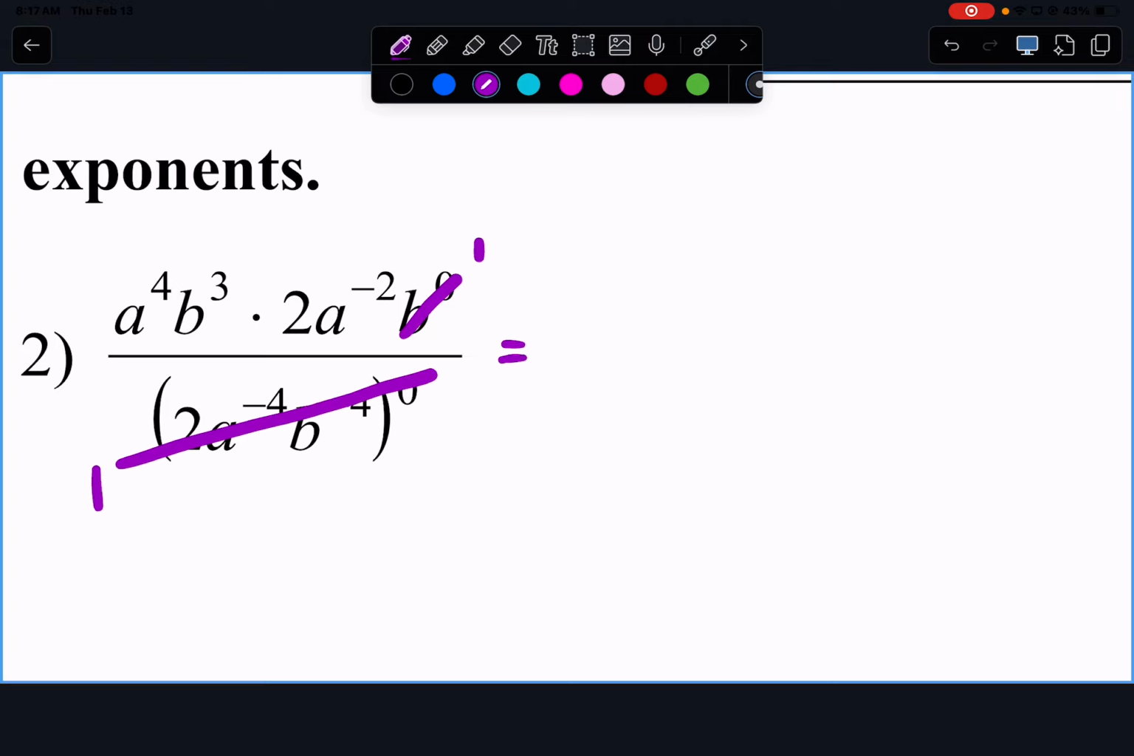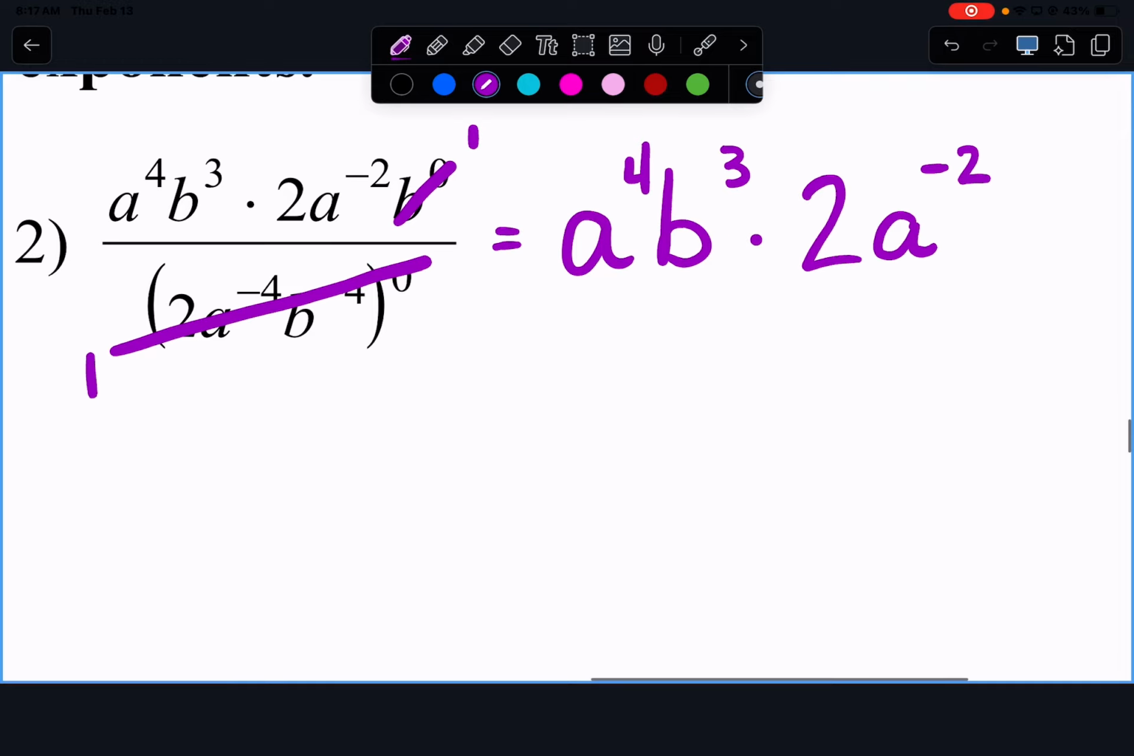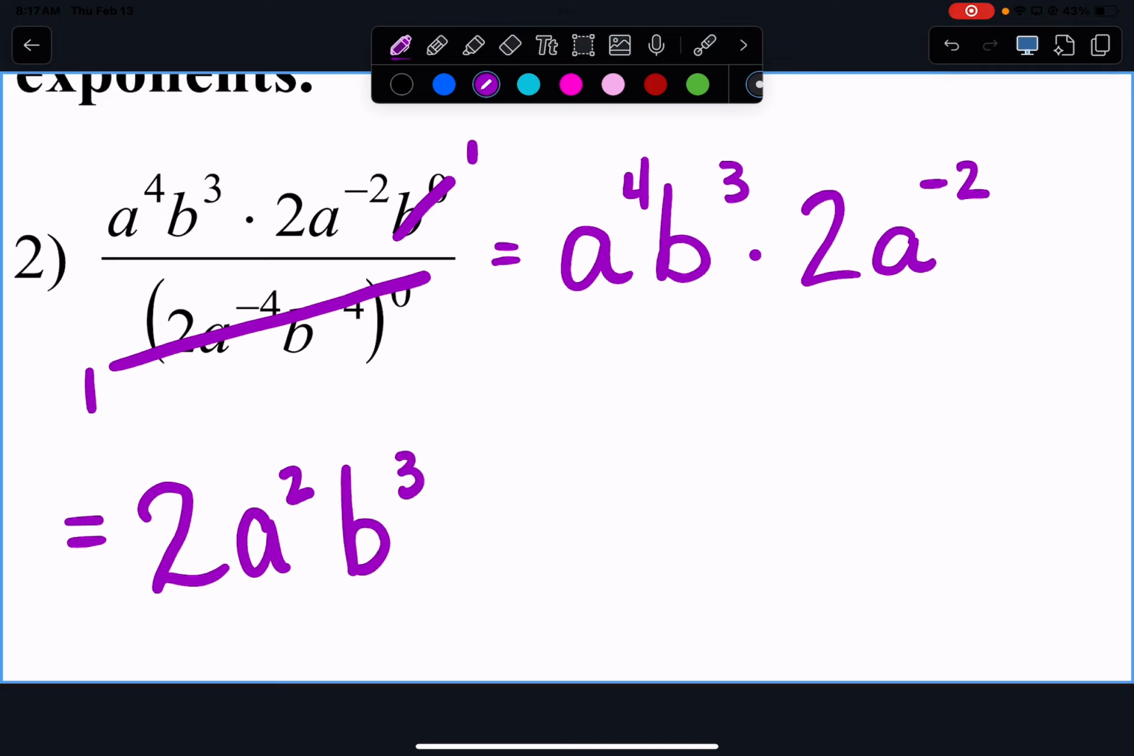So what we really have here is a to the 4th, b to the 3rd, times 2a to the -2. If we're looking at that, I multiply those together. What will my answer be? What do I do with my exponents? Add them. So what is 4 plus -2? 2. So we get 2a squared b to the 3rd. That's our answer.